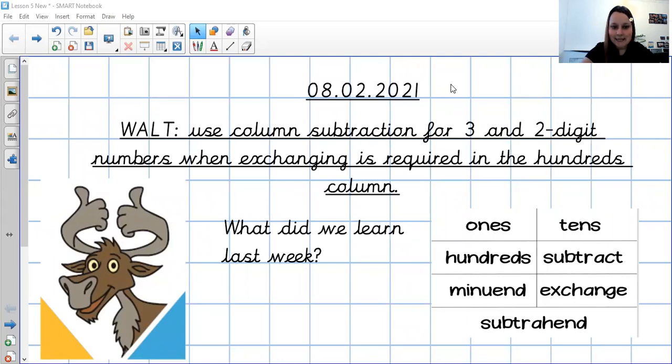So our WALT for today is to use column subtraction for 3 and 2-digit numbers when exchanging is required in the hundreds column. So last week with Mrs. Dyer on Friday, you were using column subtraction for 3 and 2-digit numbers and you were exchanging in the tens column. So everything that you learnt with Mrs. Dyer is going to help you in today's lesson. So just pause the video, write the date and WALT and have a think about everything you learnt last week.